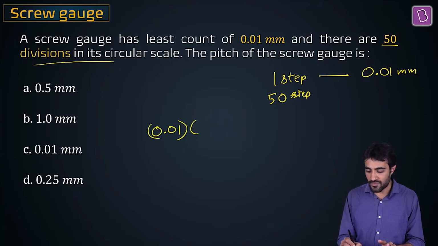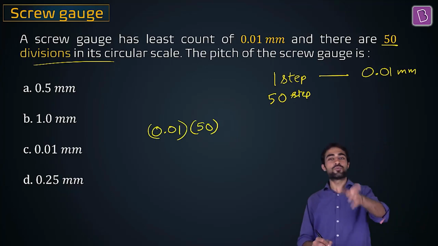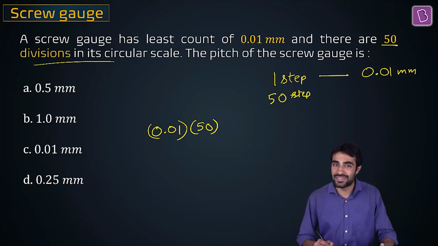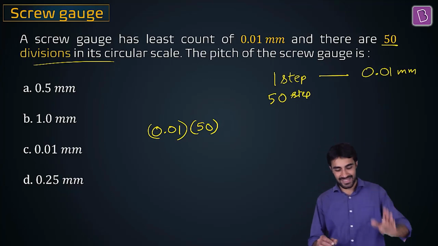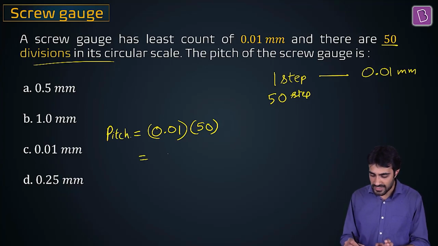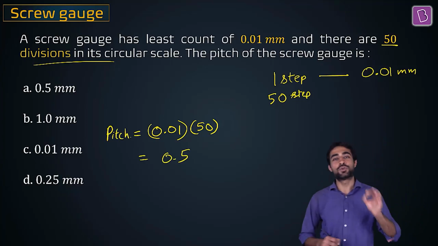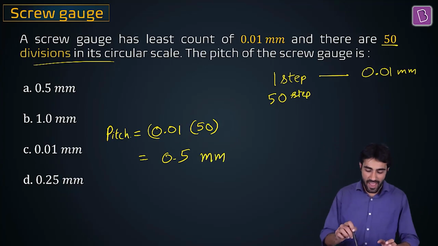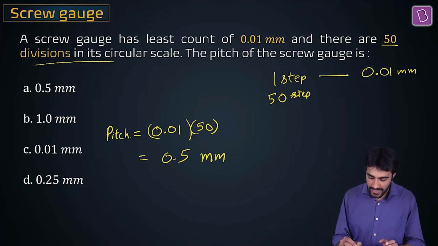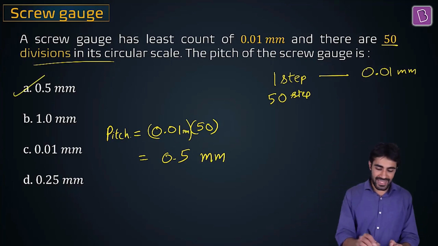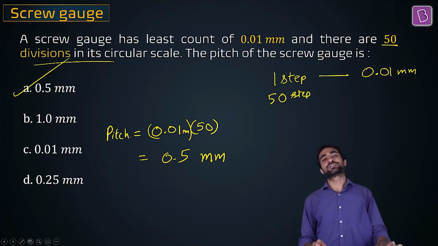So 50 steps will mean 0.01 times 50. This is the distance moved by the spindle when there are 50 steps. Do you agree with that? Yes. Now this will give us the pitch. And we can see that this is coming out to be 0.5. 0.5 what? mm, because there we have 0.01 mm. So option A is the right answer for this question.